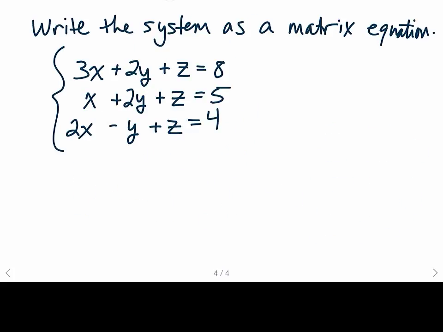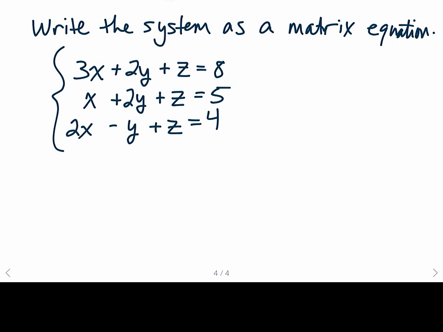Next, we have a 3 by 3 system, and we're told to write it as a matrix equation. 3x plus 2y plus z equals 8, x plus 2y plus z equals 5, and 2x minus y plus z equals 4. You may have this urge to try to solve the system right now, and you can do that, but it has nothing to do with what we're doing right now. What we're going to do is represent this using a matrix equation.